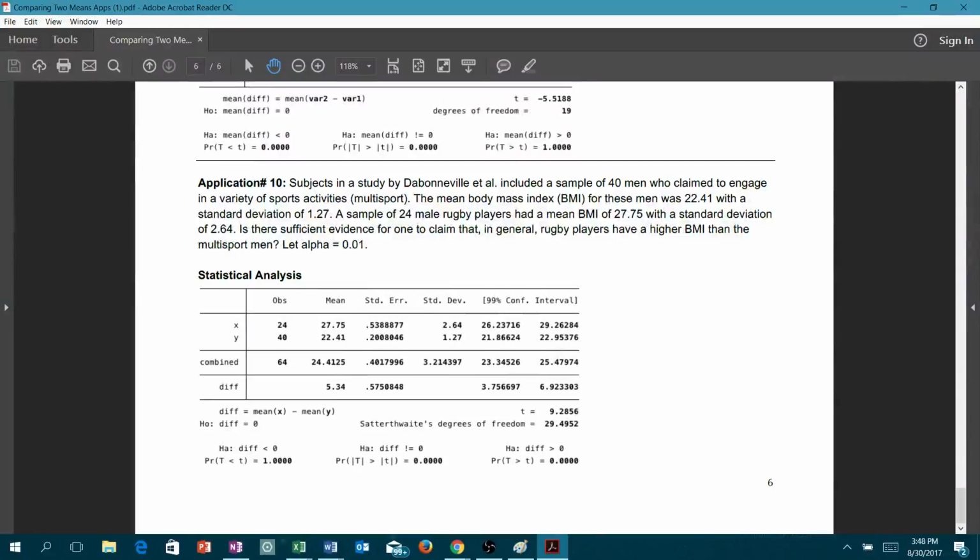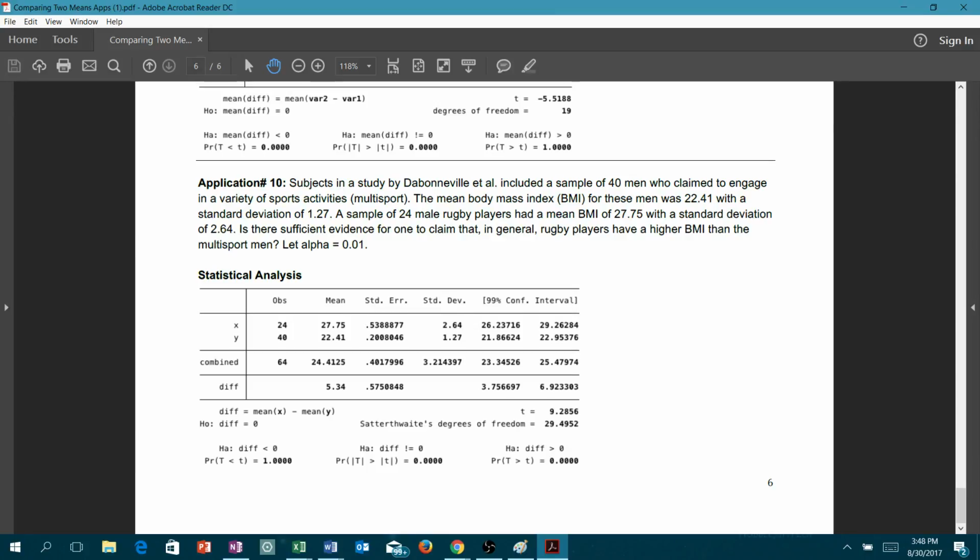Was 10 the last one? Okay, sweet. You got a unit for 10? I just put BMI. I put BMI. So, BMI. In general, rugby players. That's the same thing I did, me too.